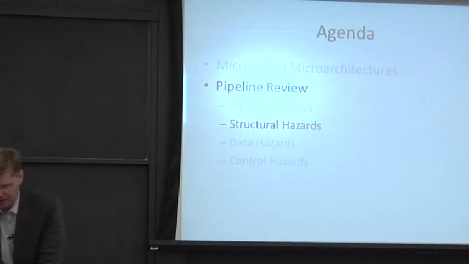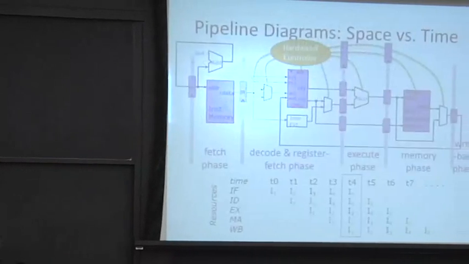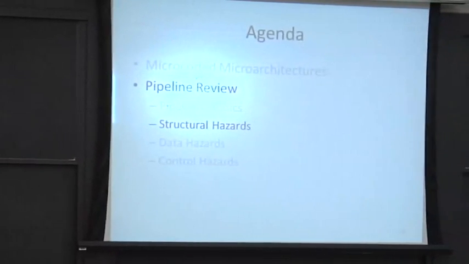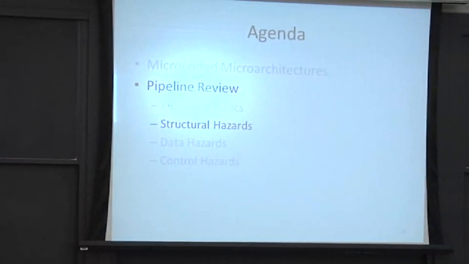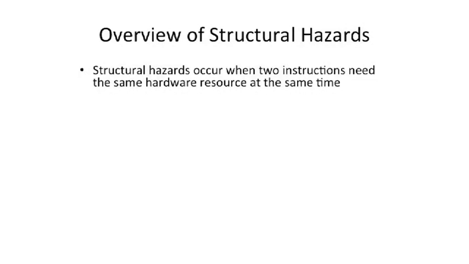OK, so we've talked about pipelining basics. And now we're going to go into the three main types of hazards: structural hazards, data hazards, and control hazards. Let's start off by talking about structural hazards.